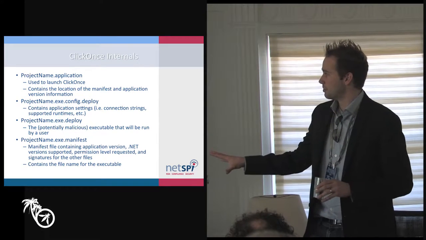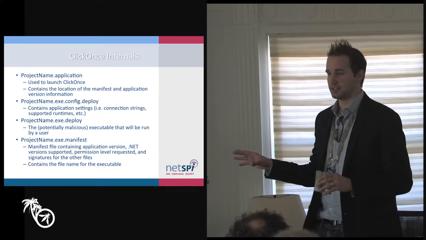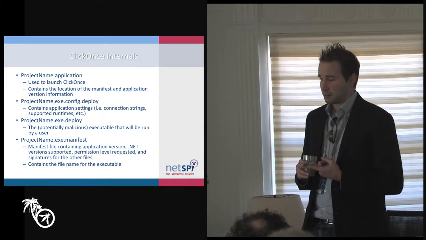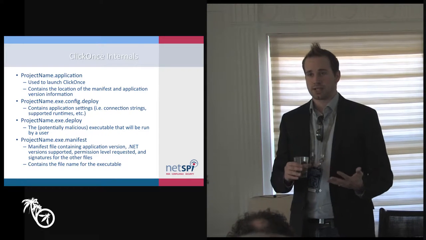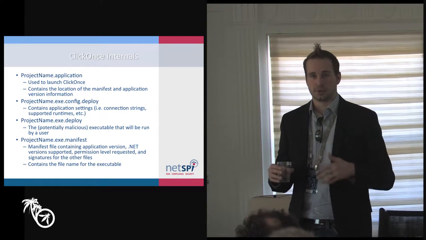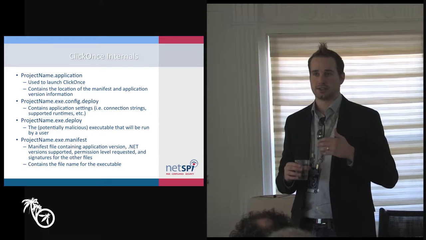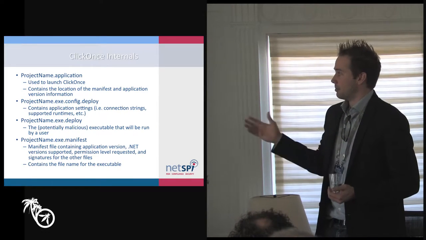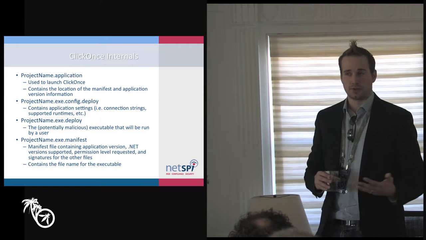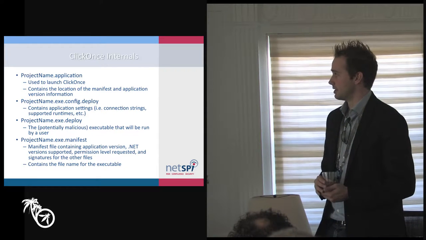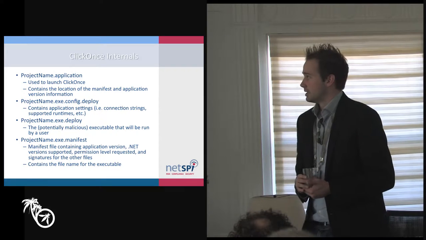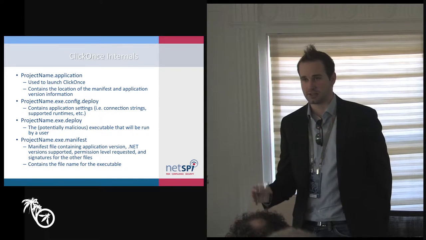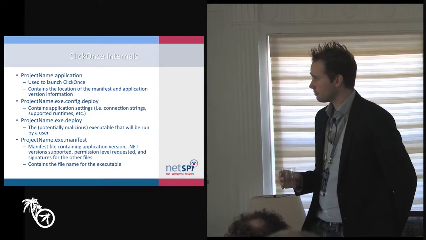The slide is a little wordy, but there are some main pieces within ClickOnce that are important. The first one is the .application file. That's basically recognized by Windows as a .exe. It recognizes the .application as "I need to run a ClickOnce install right now." So that's actually how you launch it. If you're going to install it, you need to launch the .application file. And it also contains the location of the manifest files and the application versions and everything like that.